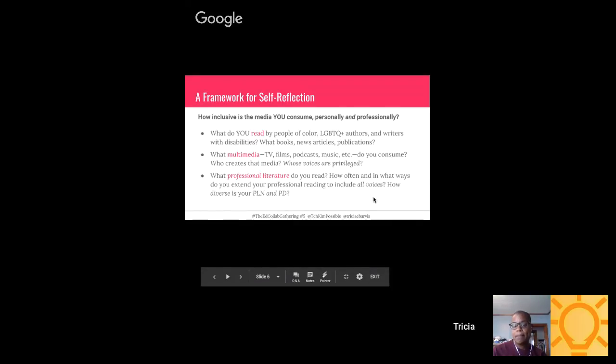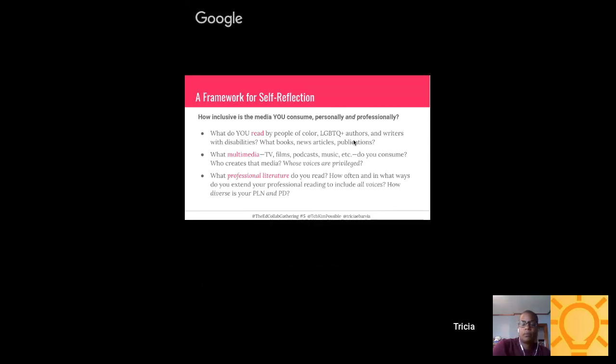Yes. Okay. So the other thing that we want to think about, if we are thinking about ourselves and our identity, is these three questions here. So, thinking about the inclusivity of the media that you consume. And I think what's important here is that it's both personal consumption and professional consumption. So what do you read personally by people of color, LGBTQIA+ authors, writers with disabilities? What books, news articles, publications?